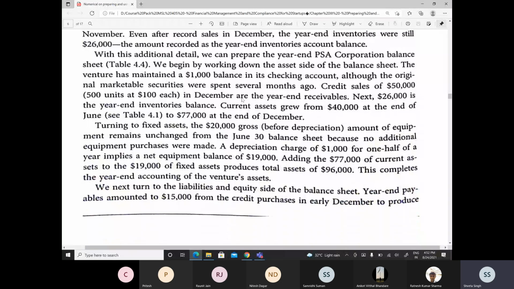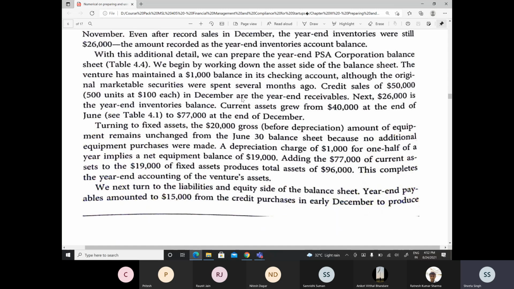Now suppose we have all of this information. With this additional detail, we can prepare the year-end PSA Corporation balance sheet, that is in December. We begin by working down the asset side of the balance sheet. The venture has maintained a $1,000 balance in its checking account, although the original marketable securities were spent several months ago. So original marketable securities of 30,000 have been spent and we have a remaining $1,000 balance. Credit sales of $50,000 in December are the year-end receivables. Next, 26,000 is the year-end inventory.